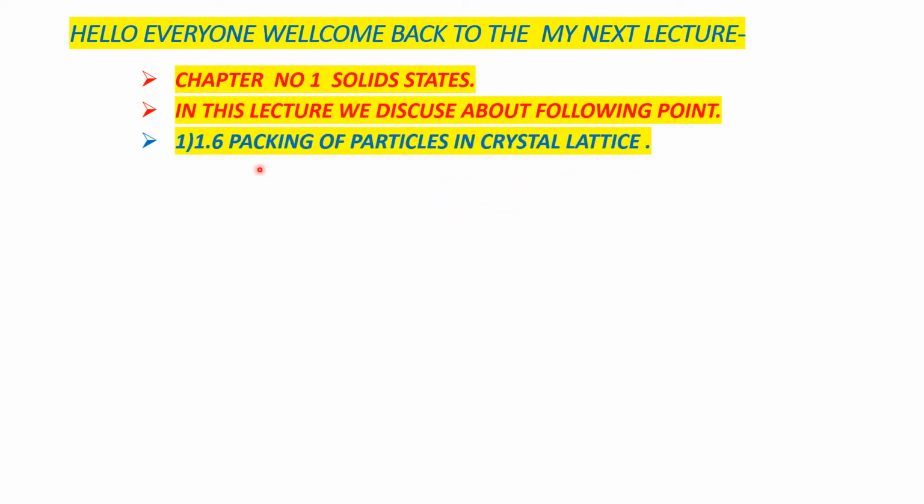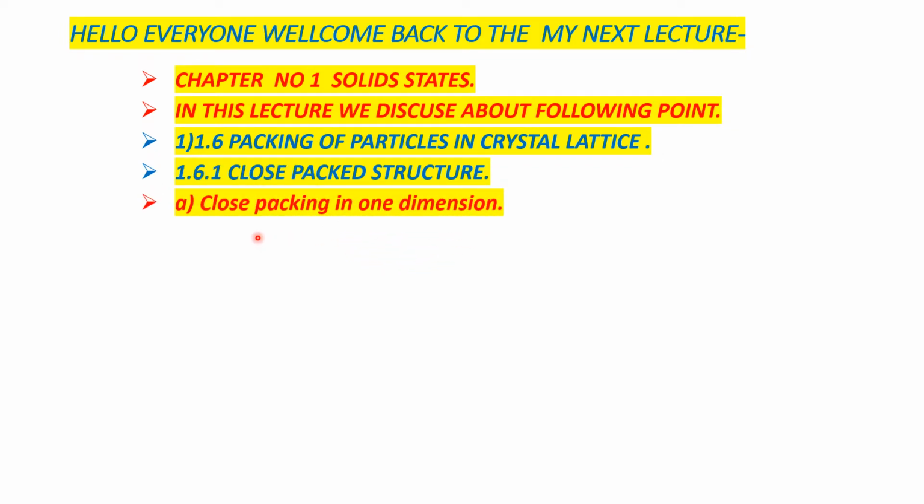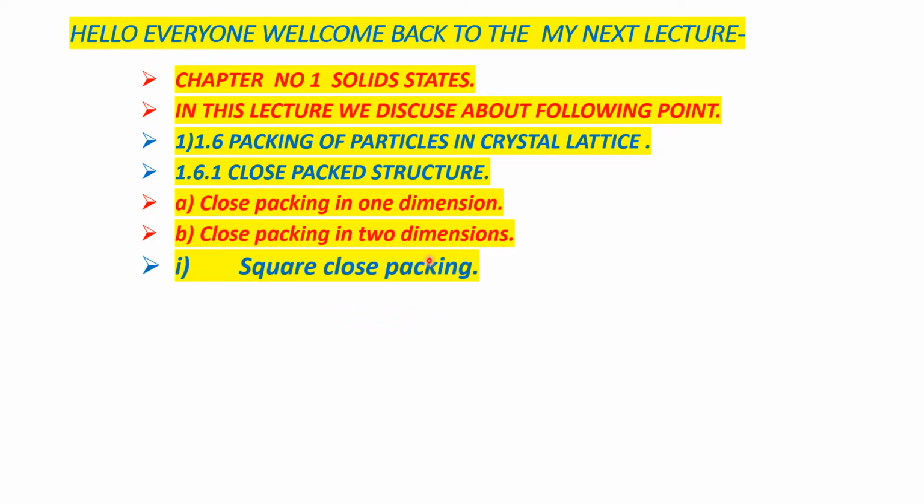First, packing of particles in crystal lattice. In this, what is the sub point? Close packing structure. In close packing structure, there are two types. First is close packing in one dimension and close packing in two dimensions. Here, close packing in two dimensions is also divided into two parts, that is square close packing and hexagonal close packing.